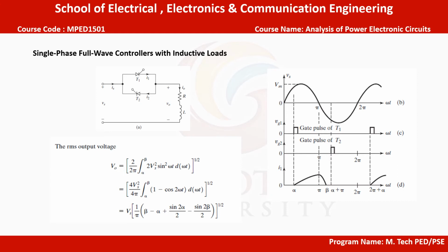Once β is known, the conduction angle of thyristor T1 can be found from δ = β − α. Calculating the RMS value of output voltage, it becomes Vo = √[(2/2π) ∫ from α to β of 2Vs² sin²ωt d(ωt)]. This on derivation comes out to be equal to Vs √[(1/π)(β − α + sin2α/2 − sin2β/2)].